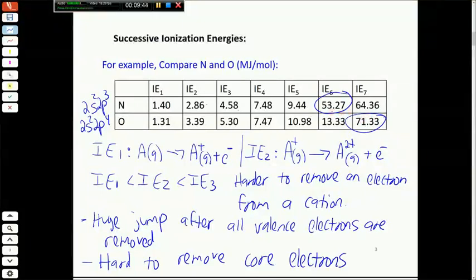So anytime you compare ionization energies for elements, this is a way to sort of determine how many valence electrons they have, or you can at least predict where the ionization energy is going to have that steep jump. Alright, so that's what I want to end with for ionization energy.